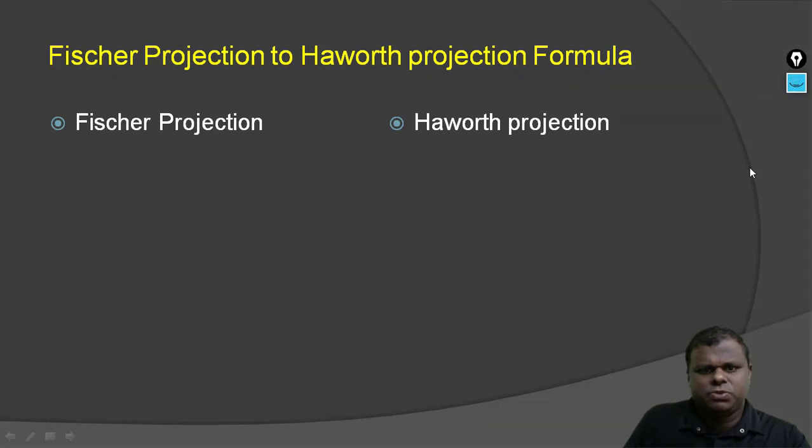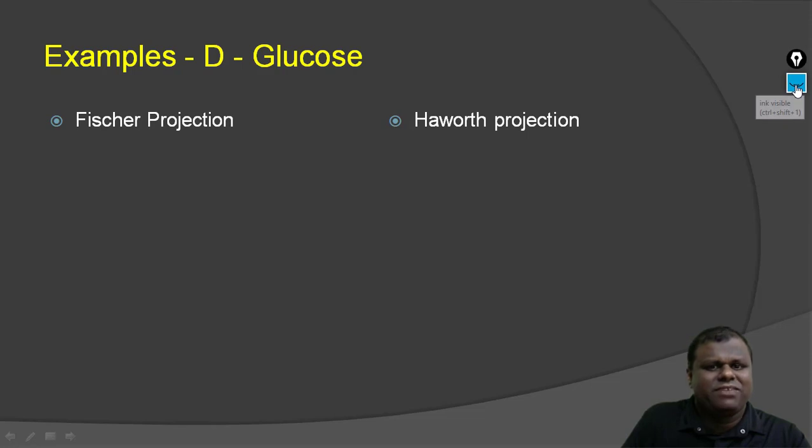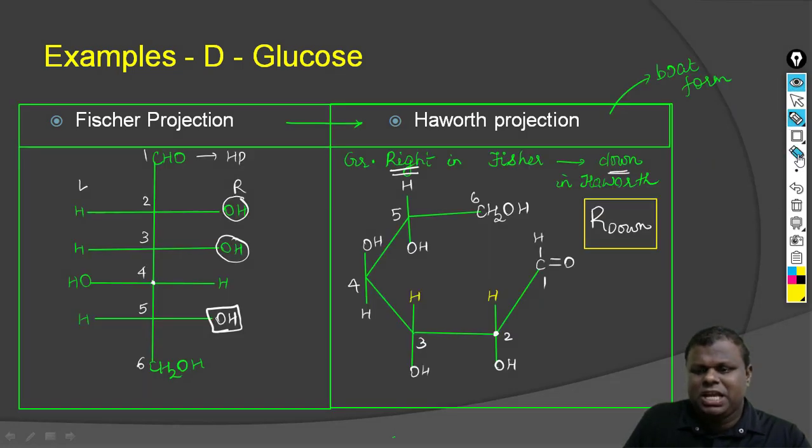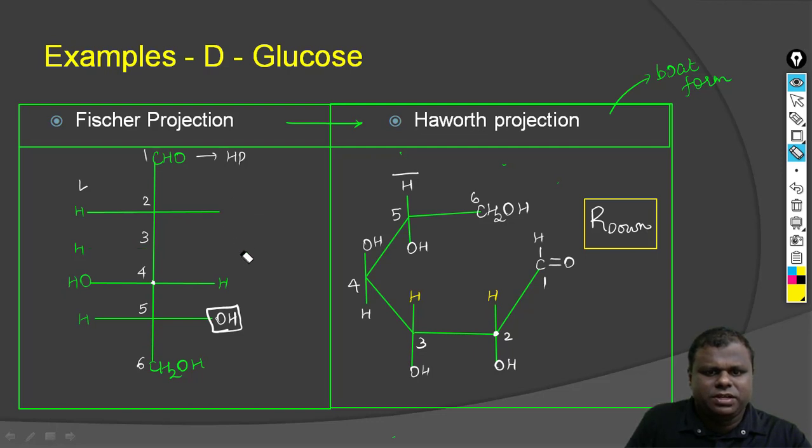So let me just move on to the next part. We are going to start with the example of D-glucose. I'm just going to modify the structure. I'm going to erase the things which are actually not needed. So what I'm going to do here is erase these ones.